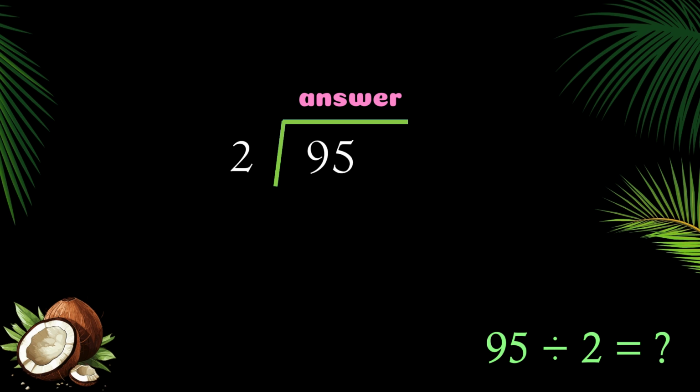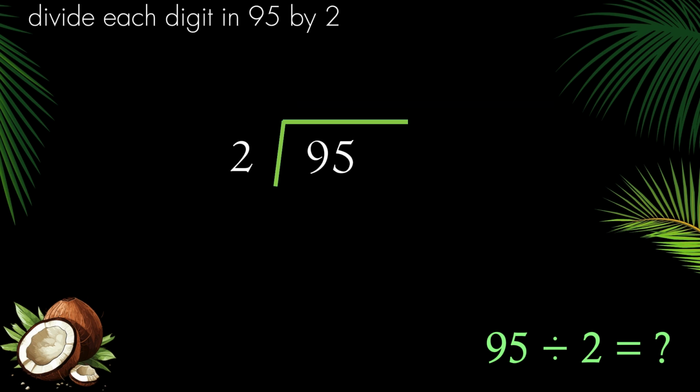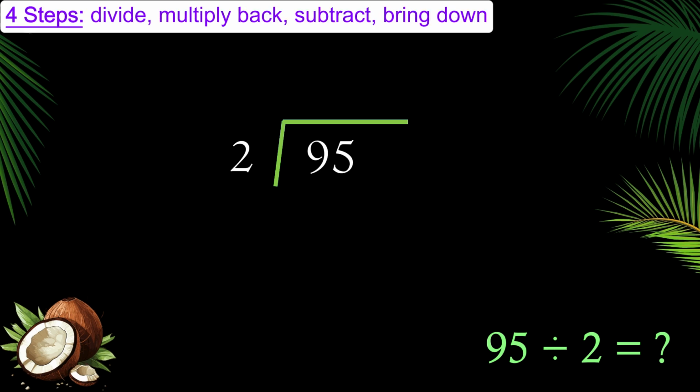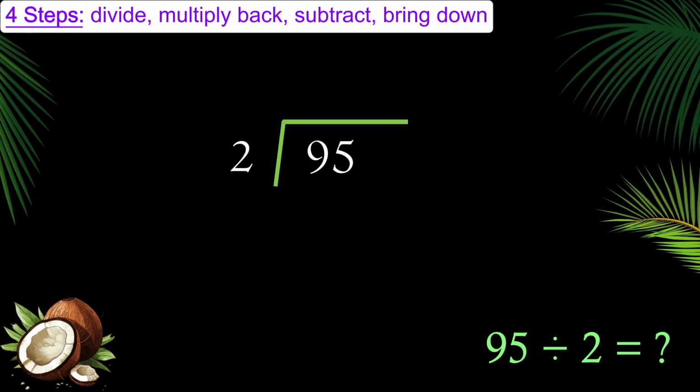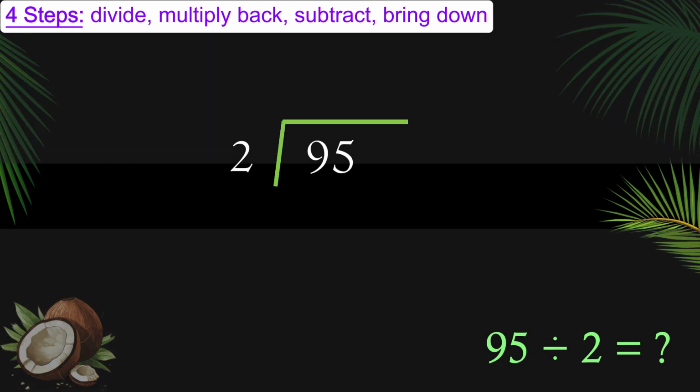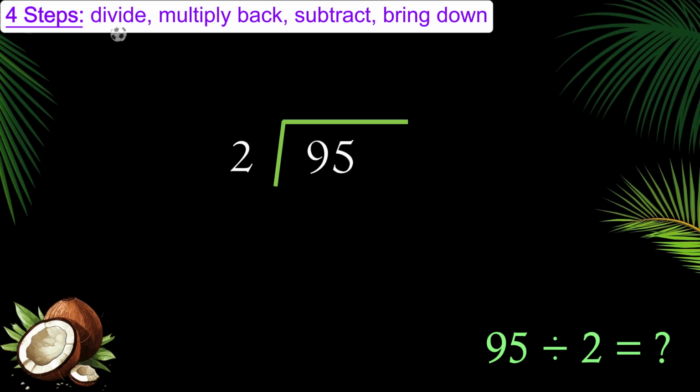Now, we divide each digit in 95 by 2, using four steps. Divide. Multiply back. Subtract. Bring down. Let's go. Divide 9 by 2. How many times does 2 go into 9? That's 4 times. Write 4 above the 9.